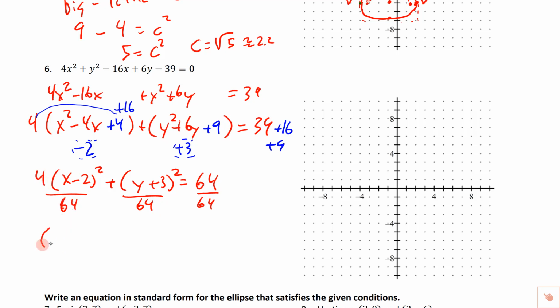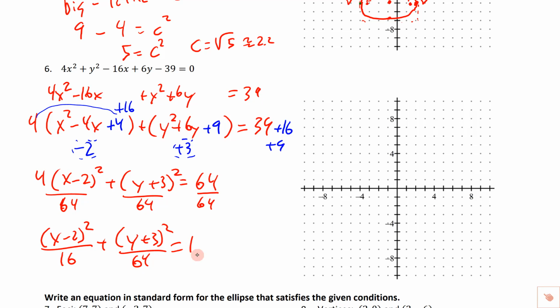Those are going to cancel, so I end up with an x minus 2 quantity squared. That's going to be over 16, plus y plus 3 quantity squared. This is going to be over 64 because there's nothing to cancel that with, and that equals a 1.